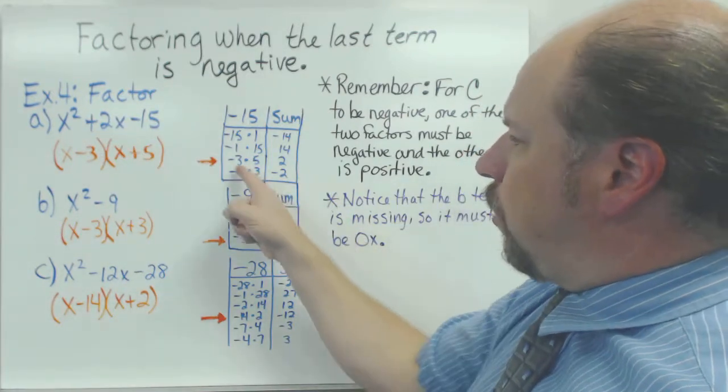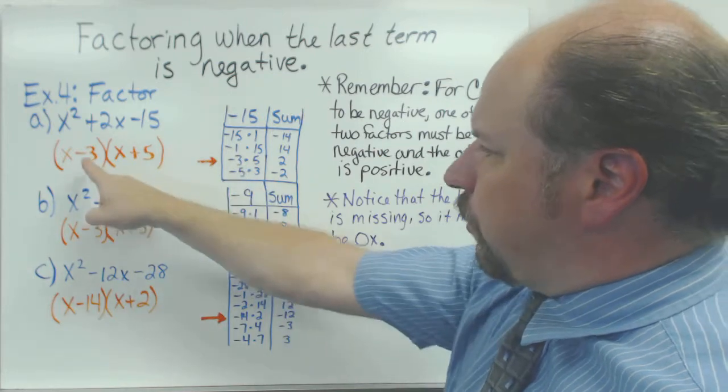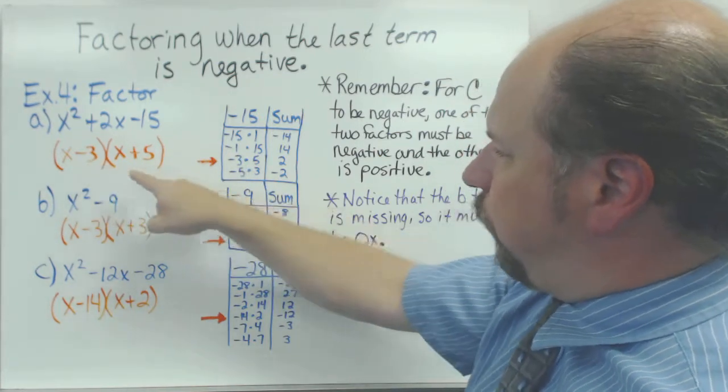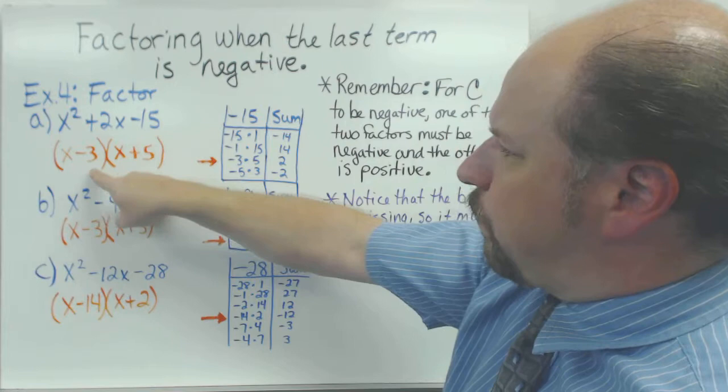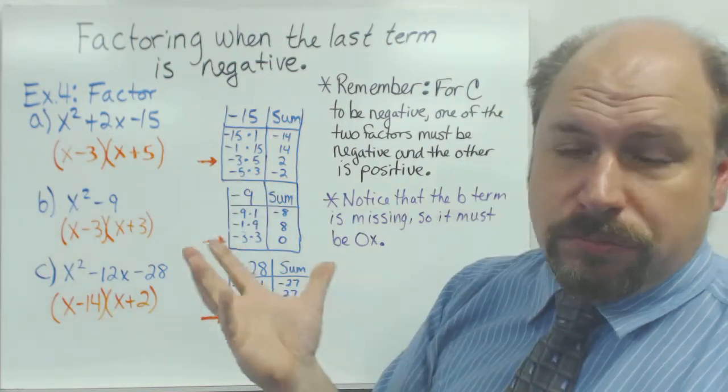Okay, so our two terms are going to be, notice here's our negative 3, and here's our 5. So x minus 3 times x plus 5. And we're done.